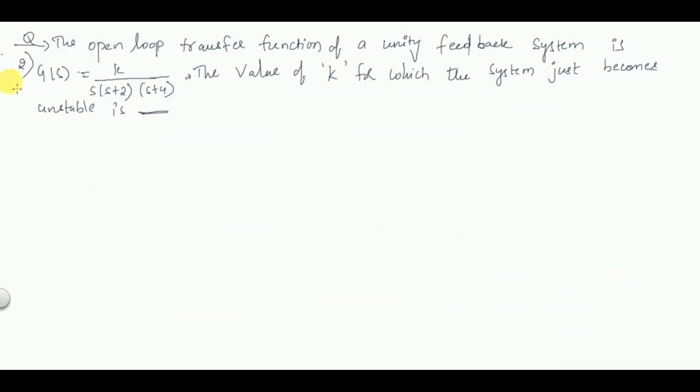So we'll see the next problem, the second problem here. In this problem he has given an open loop transfer function G of s and said that it is a unity feedback system, and he has asked to find the value of k for which the system just becomes unstable.